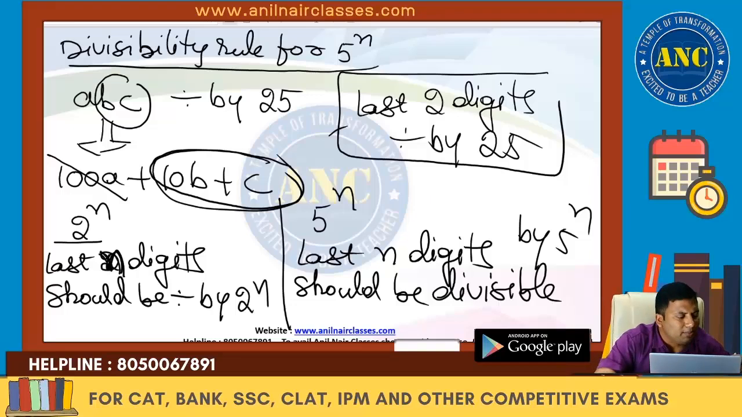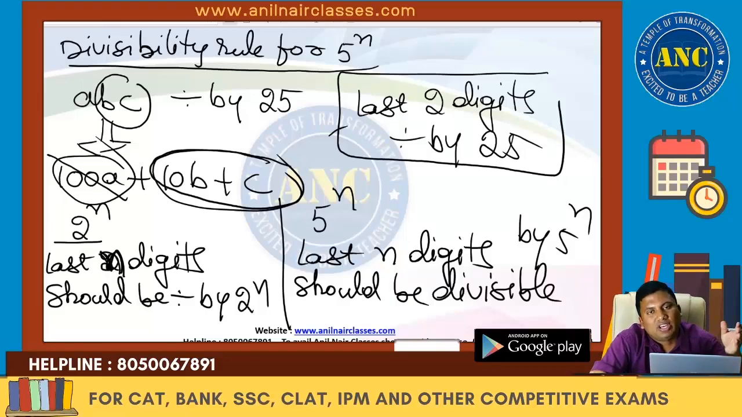The idea remains the same, because 100 is nothing but 4 into 25. 1000 is nothing but 8 into 125. If there is 2 power 3, there has to be a 5 power 3 combination. Then only you will get the value of the digit at the thousands place. They both complement each other. Divisibility rule for 2 power n and 5 power n.